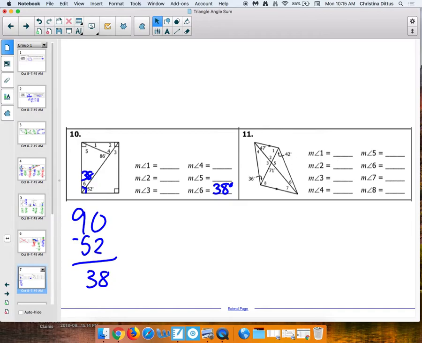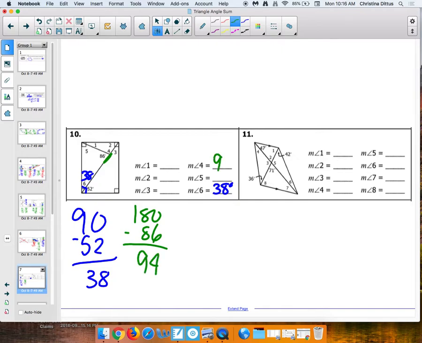Wait, is angle 4 94? How'd you get that? 180 minus 86. Oh, because you've got a straight line? Yes. So angle 4 has to be 180 minus 86, which is 94. Yes, it would be, alternate interior. But look, 90 split in half is 45. Boom. Angle 3 is easy too.